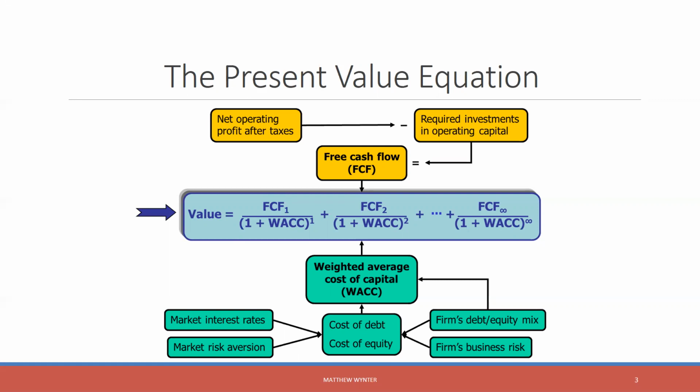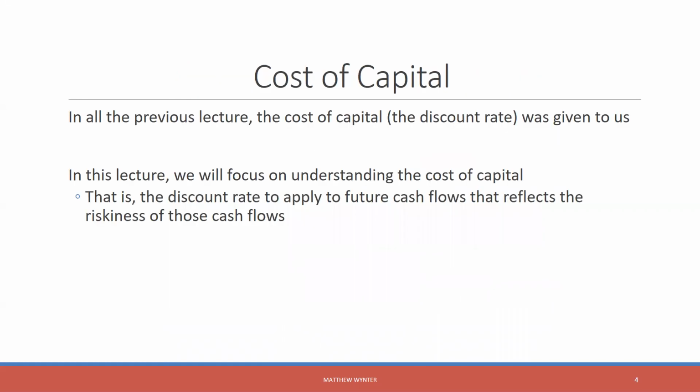And what you can automatically see, hopefully, is that because that WACC, our discount rate, is in the denominator, if we can get it smaller, if we can get a smaller discount rate, a smaller cost of capital, we're going to increase firm value. Shrink the denominator, the whole fraction gets bigger. So let's jump right in.